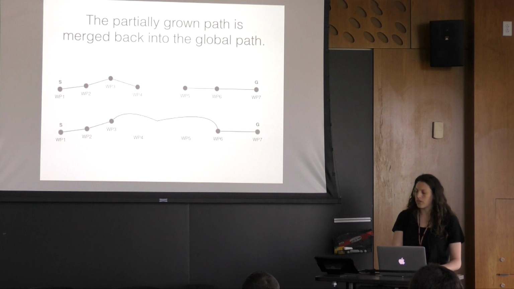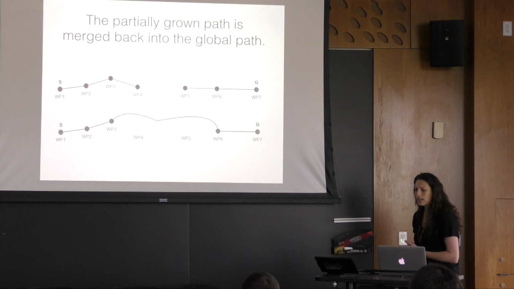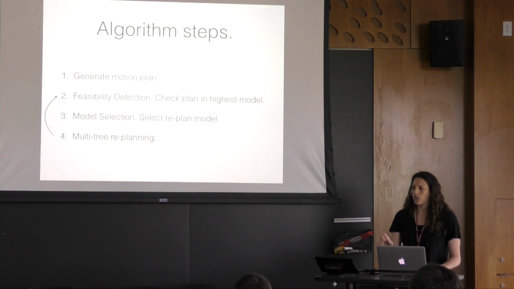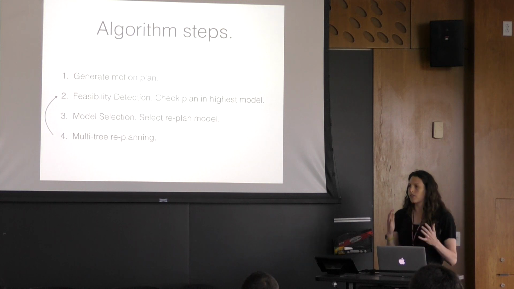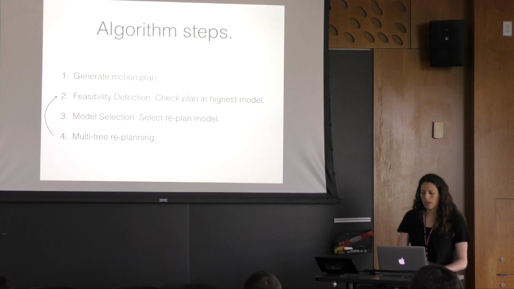So the idea is that if in this particular case the tree from waypoint 3 actually connected initially with waypoint 6, then we would take that partial path and remerge it back into our initial global path. And then again, the algorithm would translate that into the highest model and check that path. If that path is seen to not have any infeasibilities, it will be sent on to the robot for execution.